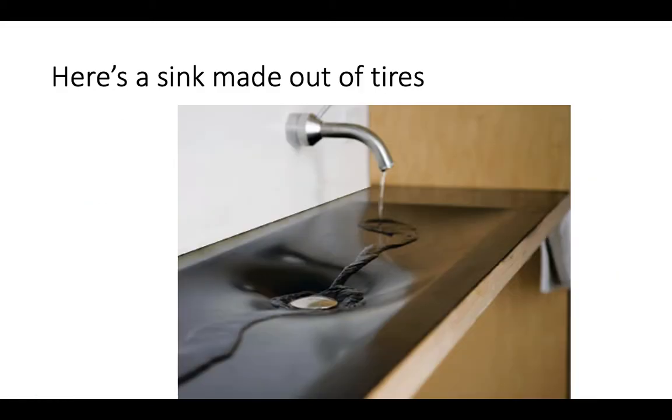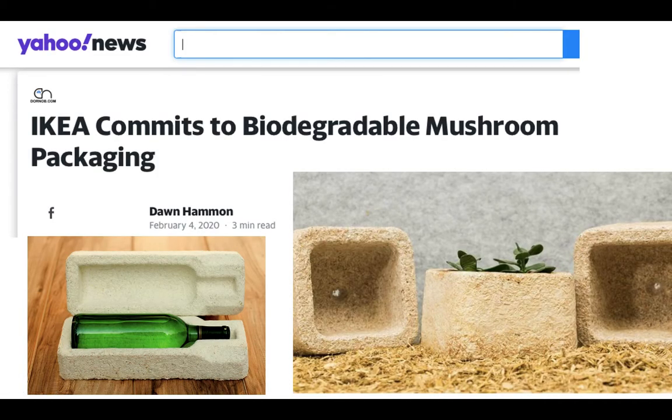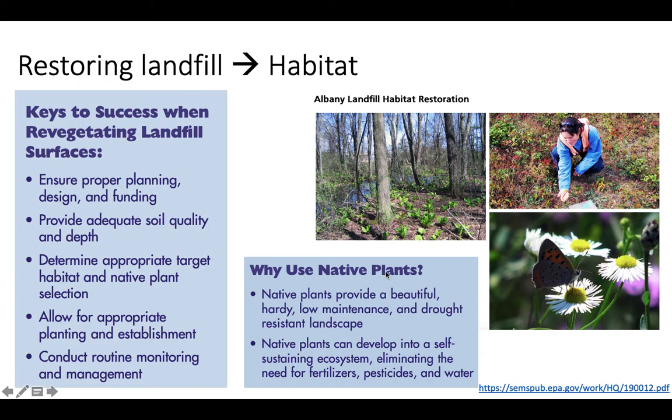Also, there are different unique things that you can find all around the world. People making sinks out of tires, for example. IKEA is committed to packaging made of biodegradable mushrooms. This is all mushrooms that have grown into their hyphae root structure, basically, and have dried out. So that's up and coming, which is pretty cool. And you can also restore landfills into habitats, and it can actually make a really nice, beautiful ecosystem that helps reduce other issues like invasive species because it focuses on the use of native plants.